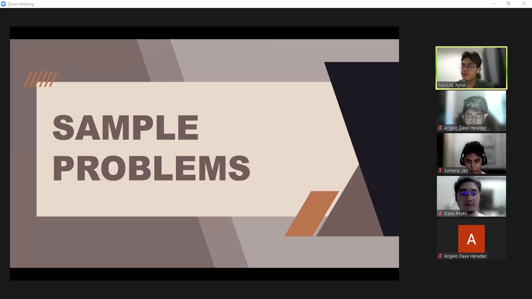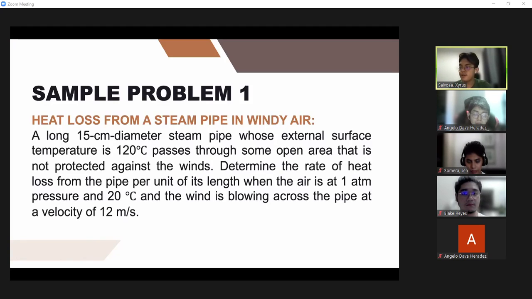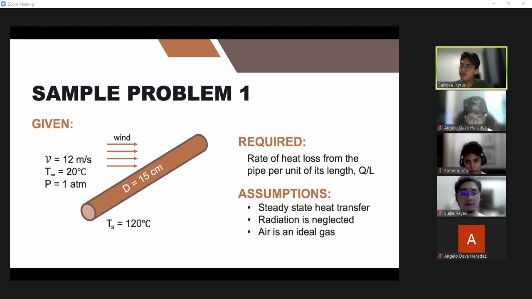Now, to test our knowledge, let us solve some sample problems. Our first sample problem is a scenario on heat loss from a steam pipe in the air. The problem reads: a long 15 centimeter diameter steam pipe whose external surface temperature is 120 degrees Celsius passes through some open area that is not protected against the winds. Determine the rate of heat loss from the pipe per unit of its length when the air is at 1 atm pressure and 20 degrees Celsius, and the wind is blowing across the pipe at a velocity of 12 meters per second.